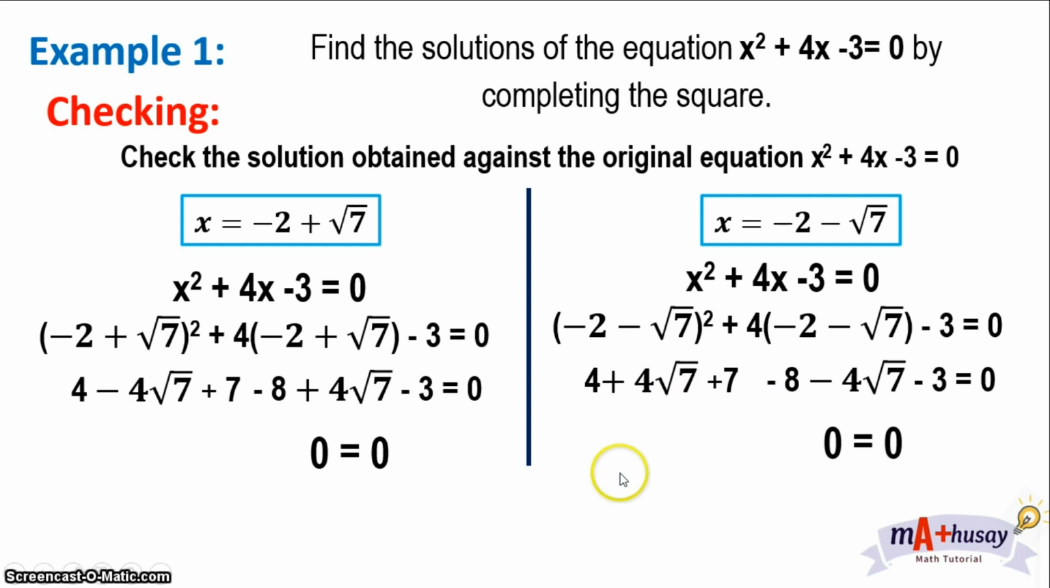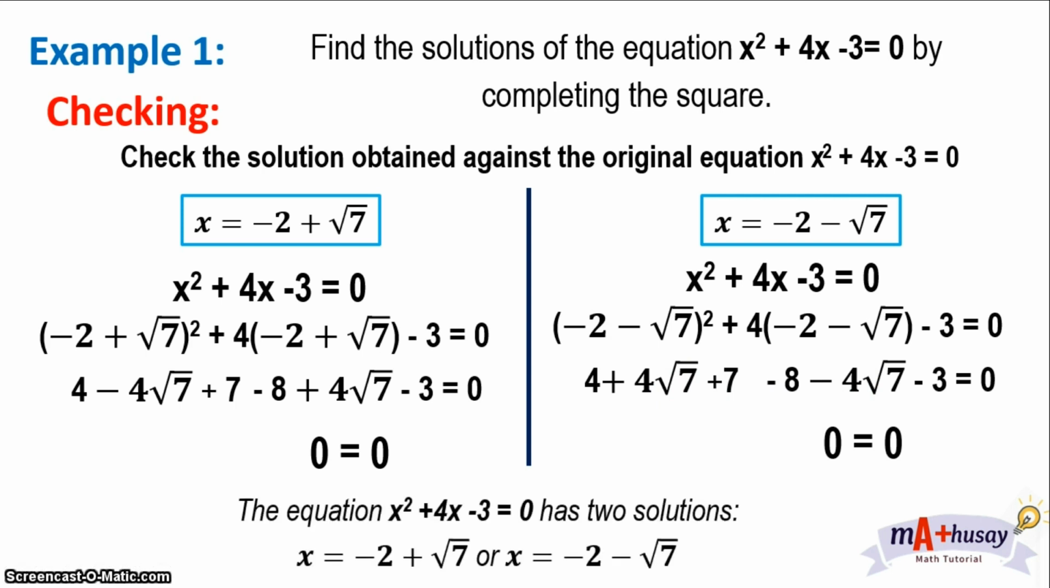So, that is the way to check whether our solutions are correct. The equation x squared plus 4x minus 3 equals 0 has two solutions. The solutions are x equals negative 2 plus square root of 7 or x equals negative 2 minus square root of 7.